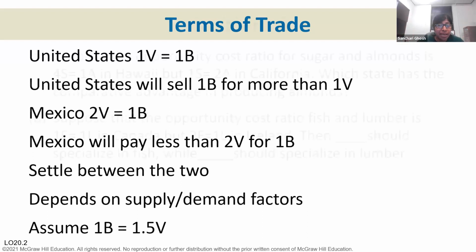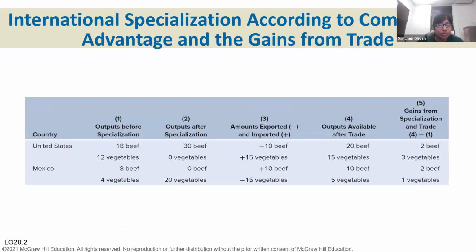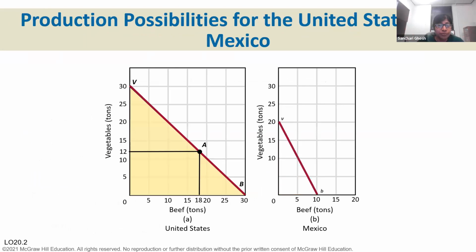It all depends on where you want to do these. So going back to our graph here, they would want more than their production mix. At the same time, like Mexico would want more than 5, more than 8 here to have the gains from trade. United States would want to have more than 12 tons of vegetables and more than 18 tons of vegetables to have any gains from trade.